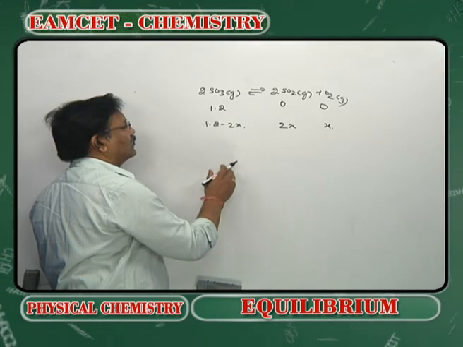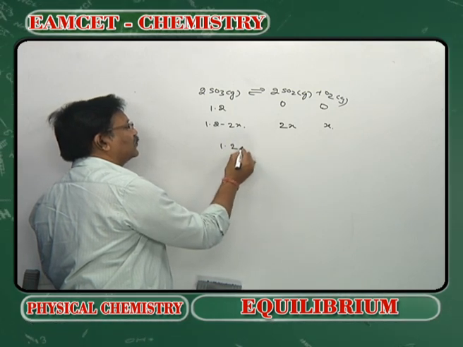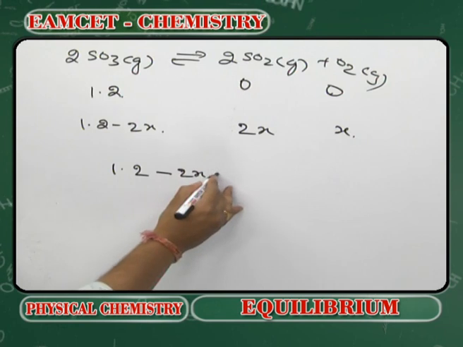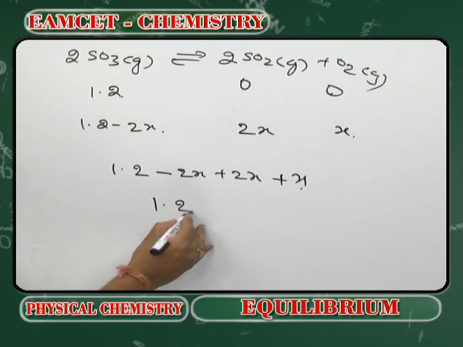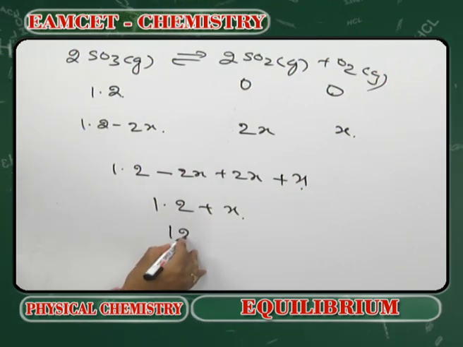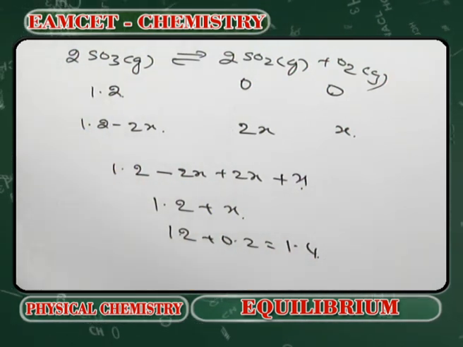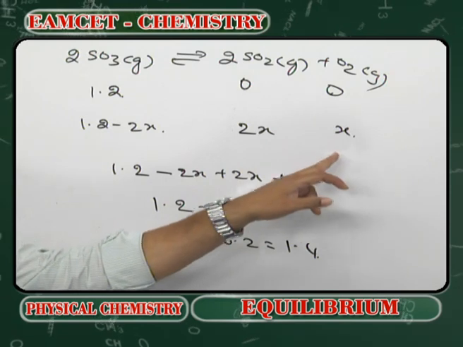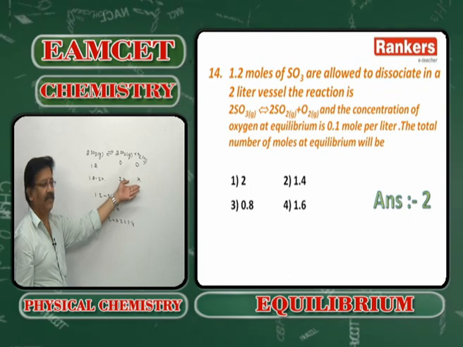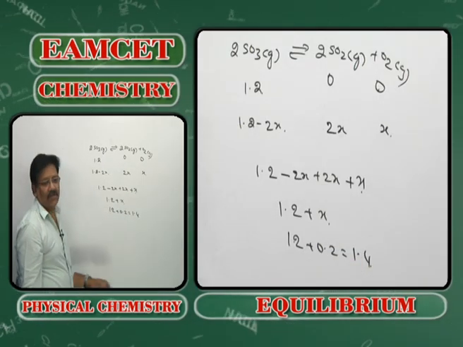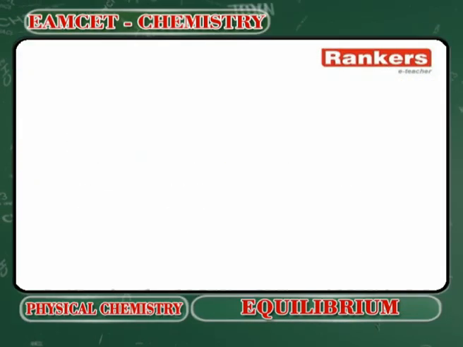Right? Now, what is the total number of moles? 1.2 minus 2x plus 2x plus x, that is 1.2 plus x, but x is equal to 0.2. So 1.4, because x is given as 0.1 mole per liter, so in a 2 liter vessel it will be 0.2. So the total number of moles will be 1.4. Option 2 is the answer. Next question.